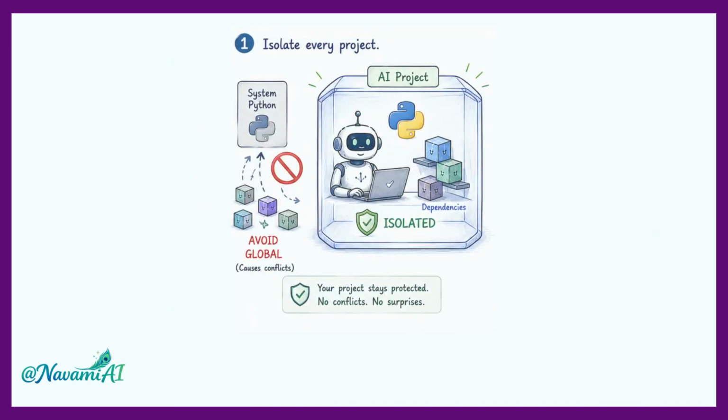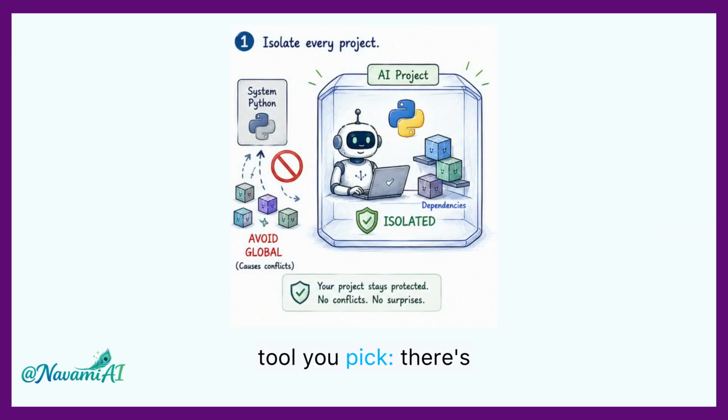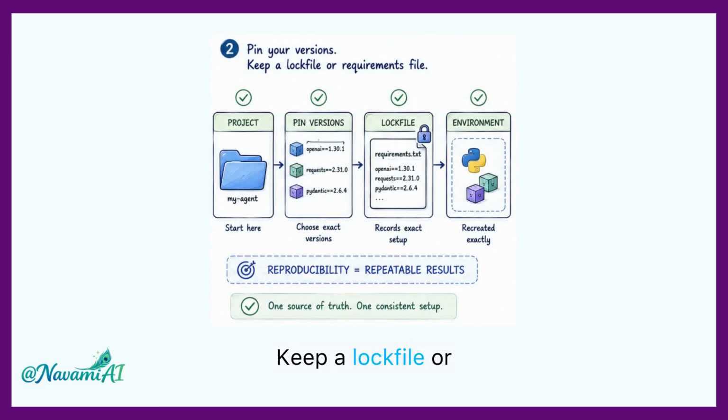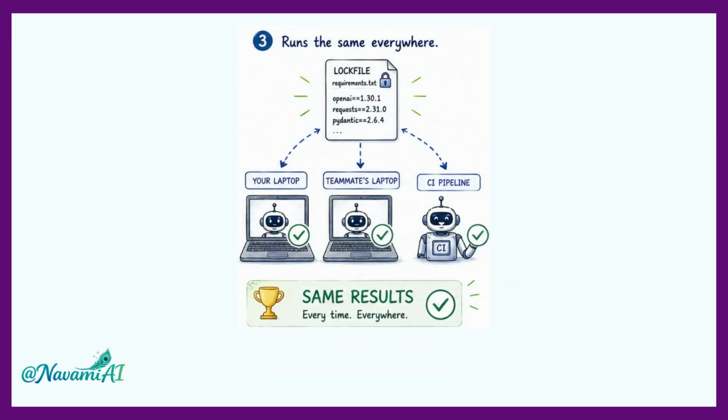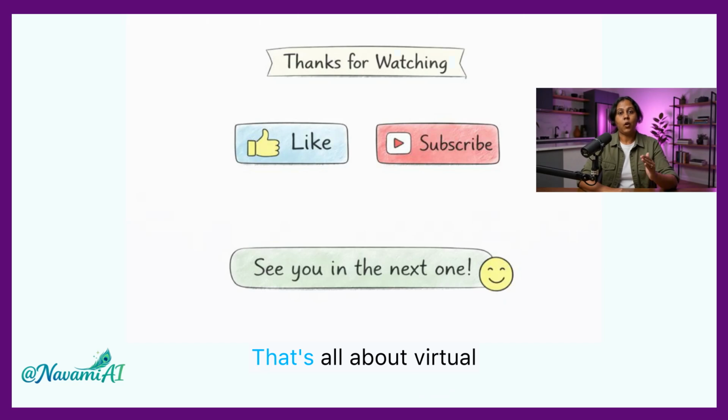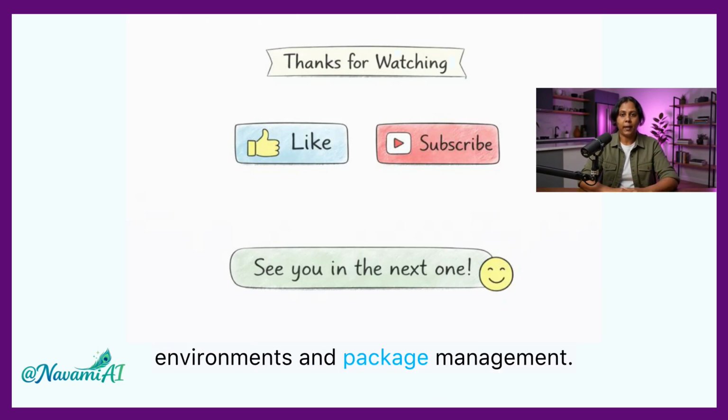But no matter which tool you pick, there's one rule that matters more than anything else. Never install your AI agent's dependencies globally. Isolate every project, pin your versions, keep a lock file or requirements file. That's how your agent runs the same way on your laptop, your teammate's laptop, and your CI pipeline every single time. That's all about virtual environments and package management.